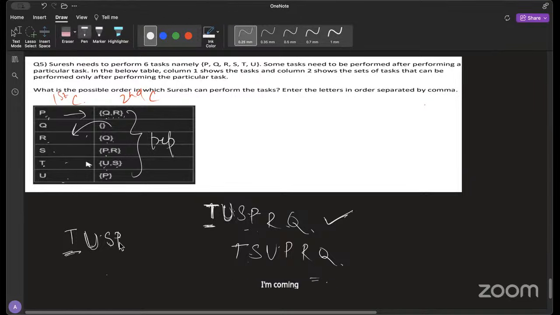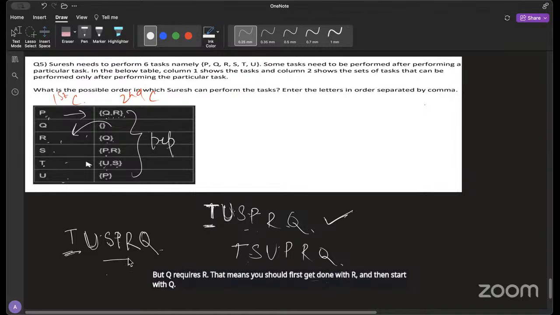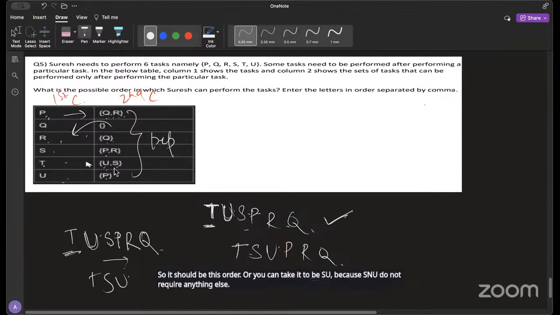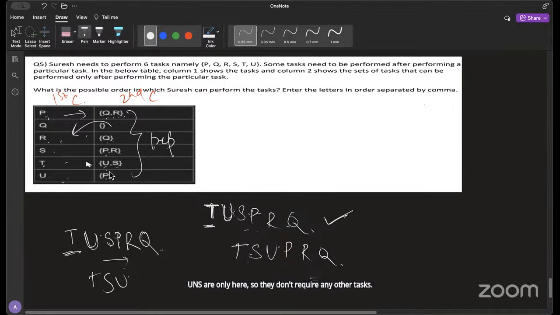And coming to this TUSP, after P you can get done with Q and R, but Q requires R. That means you should first get done with R and then start with Q. So it should be this order. Or you can take it to be SU because S and U do not require anything else. U and S are only here, so they don't require any other task. The only prerequisite for U and S is T. That's all. Is that okay?